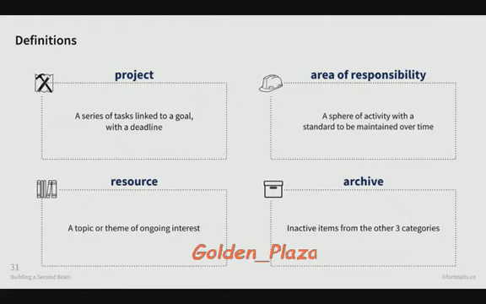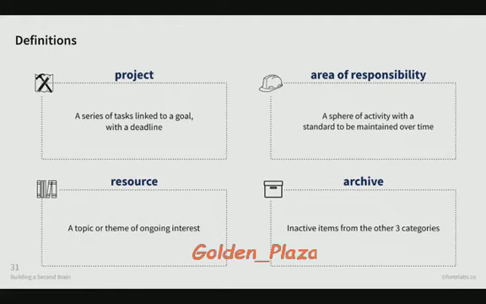Next is areas of responsibility. An area is a sphere of activity with a standard to be maintained over time. Examples of areas might include things like health, finances, professional development, travel, hobbies, friends, apartment, car, productivity, or direct reports. Notice that we're encompassing both work and your personal life here. This is truly an all-encompassing system.